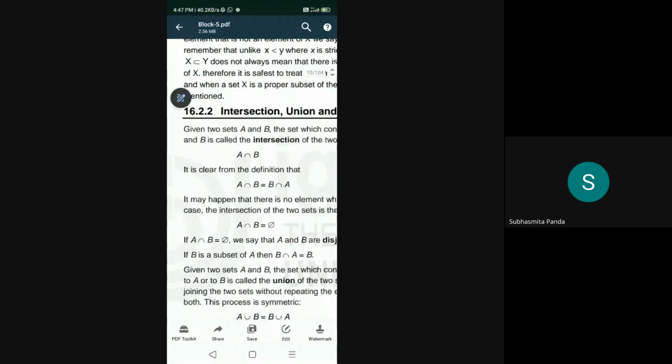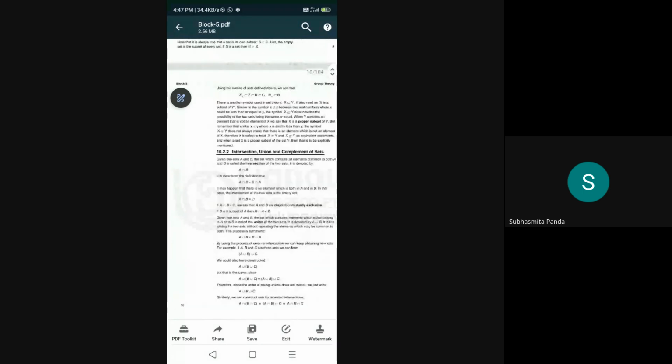Intersection: what is intersection? Suppose there are 5 elements in A and 7 elements in B. Out of those, 3 and 4 are the 2 elements which are there in both A and B. So A intersection B has these 2 elements, which are in both A and B. So A intersection B is equal to B intersection A.